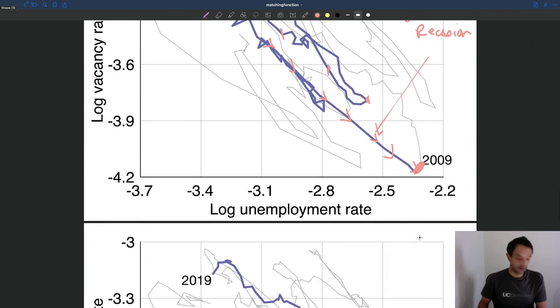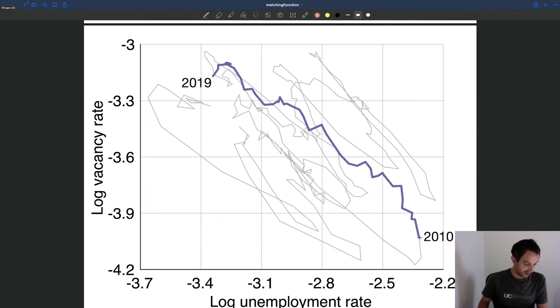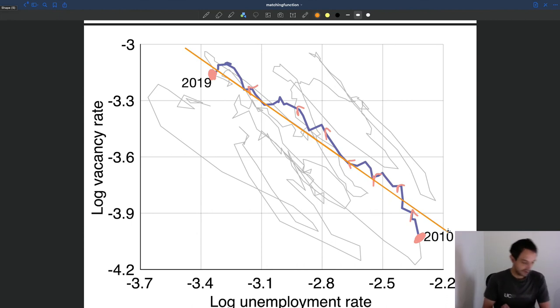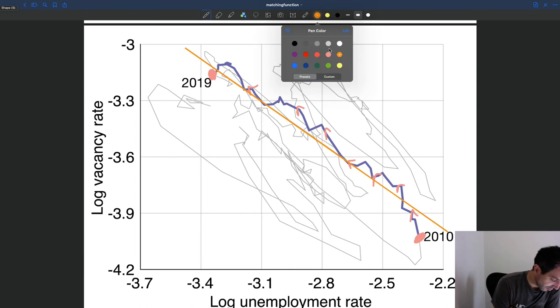And then we can look at the end of the sample that we have available, the last 10 years, and now you can see here it's a giant recovery, but again along a very linear path. So here we're in 2010, you have a lot of unemployment, and then the US economy starts recovering. Unemployment goes down, vacancy goes up, and you move like this over time until you reach 2019 here, which is the peak of the boom following the Great Recession. And again, if we wanted to highlight that, it's an almost linear relationship here. So that's a really important pattern that we'll want to explore and that we'll want to explain.